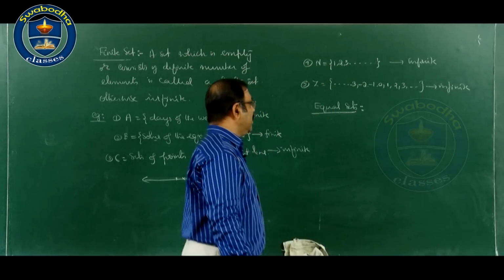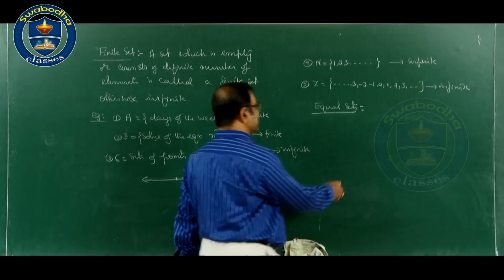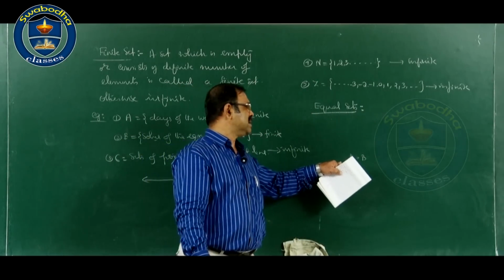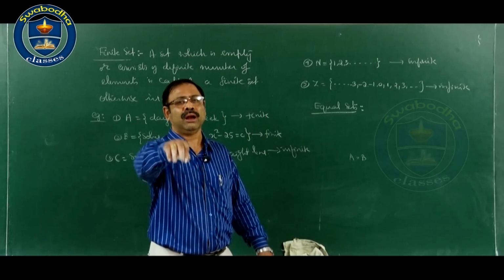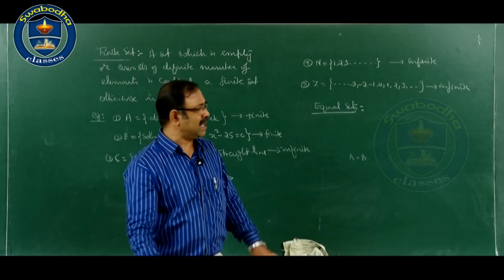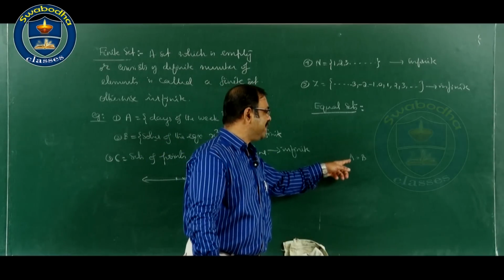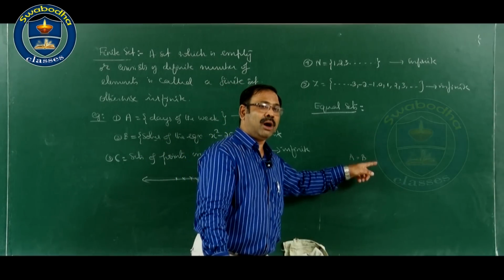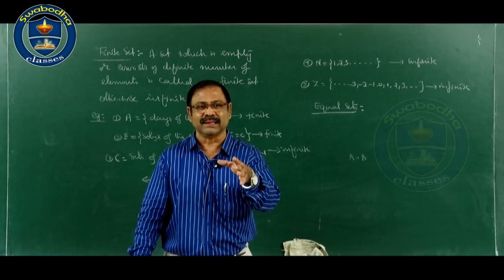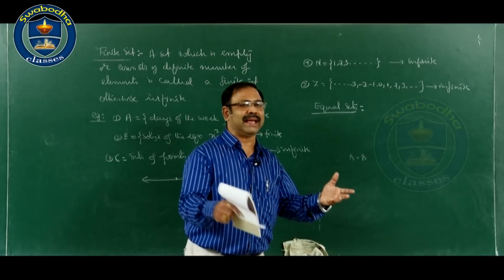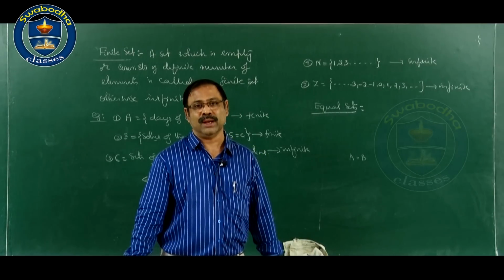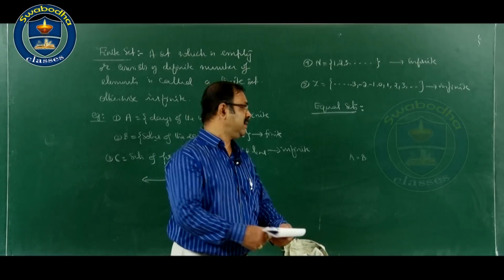So for equal we need two sets. Let us consider two sets A and B. A is equal to B if all the elements of A are elements of B, or all the elements of B are elements of A. So two sets A and B are said to be equal if all the elements of A are the elements of B, or all the elements of B are the elements of A. To say A equal to B, the elements in A and B should be the same. Then we can say the sets are equal.